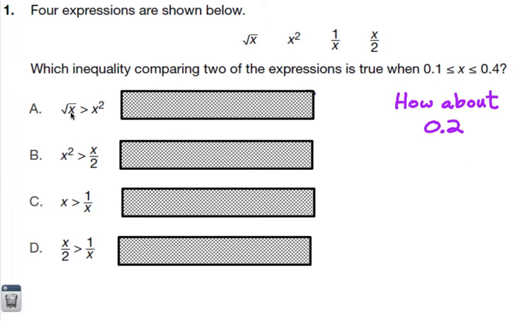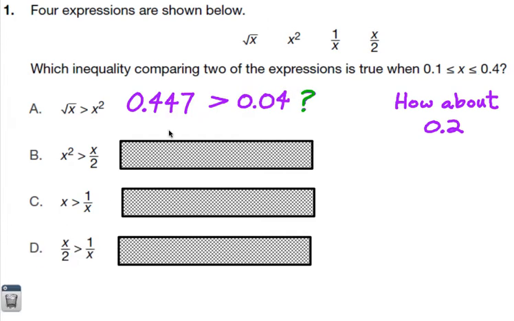And so if you were to plug in 0.2 for these x's, the inequality would become, and I'm approximating here on some of these, about 0.447 is greater than about 0.04. So is that true? Is 0.447 actually greater than 0.04? And the answer, of course, is yes. Okay? So it seems like we've struck gold right away. We're going in alphabetical order. You try choice A and it's like, I think it's choice A.